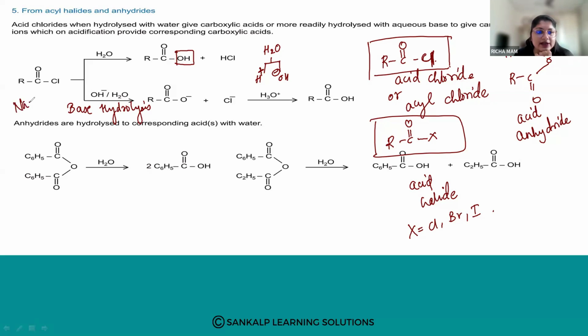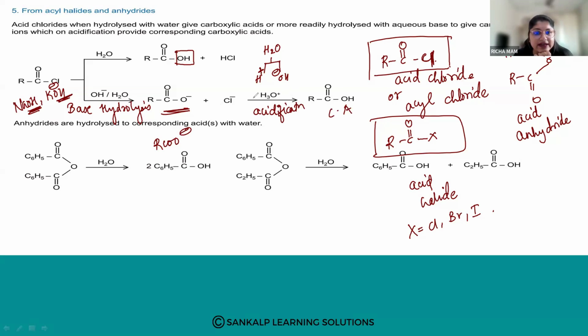Any base, like NaOH or KOH. So what will be your nucleophile here? OH minus. What does it form? It forms a carboxylate ion, RCOO minus, plus Cl minus, which upon acid hydrolysis, that is, acidification, we are supplying H plus ions, gives us the carboxylic acid.